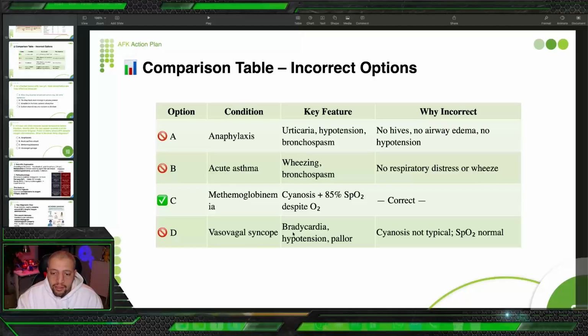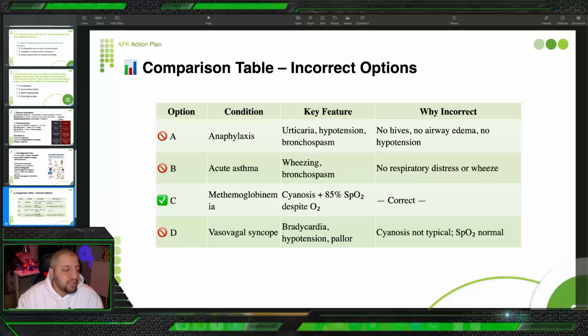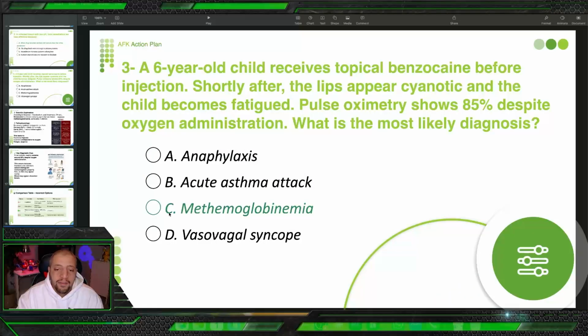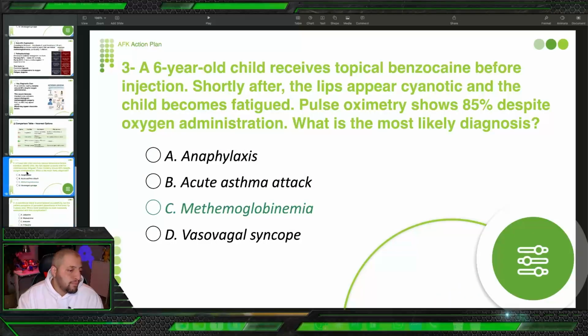Finally, vasovagal syncope. This is bradycardia, hypotension, and pallor. Cyanosis is not typical here, and the oxygen saturation is normal, which is not the case in this question. So the answer here is methemoglobinemia.